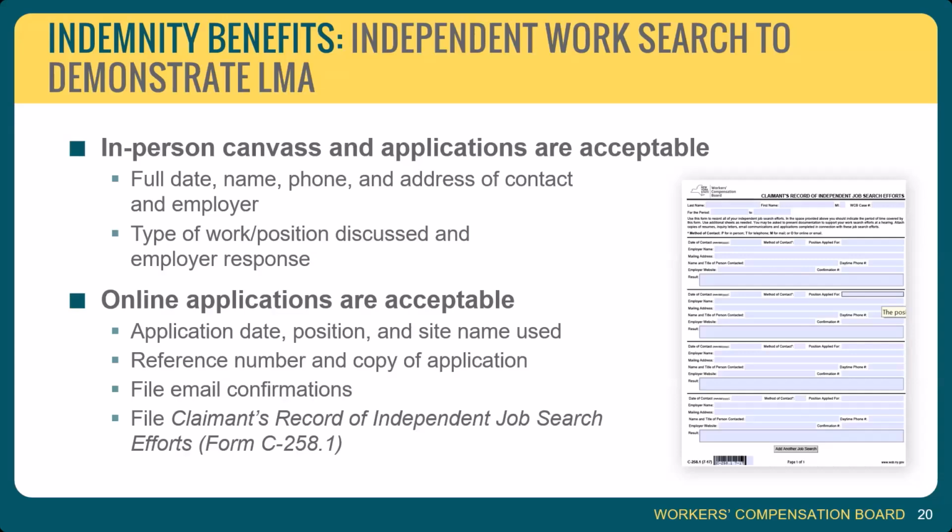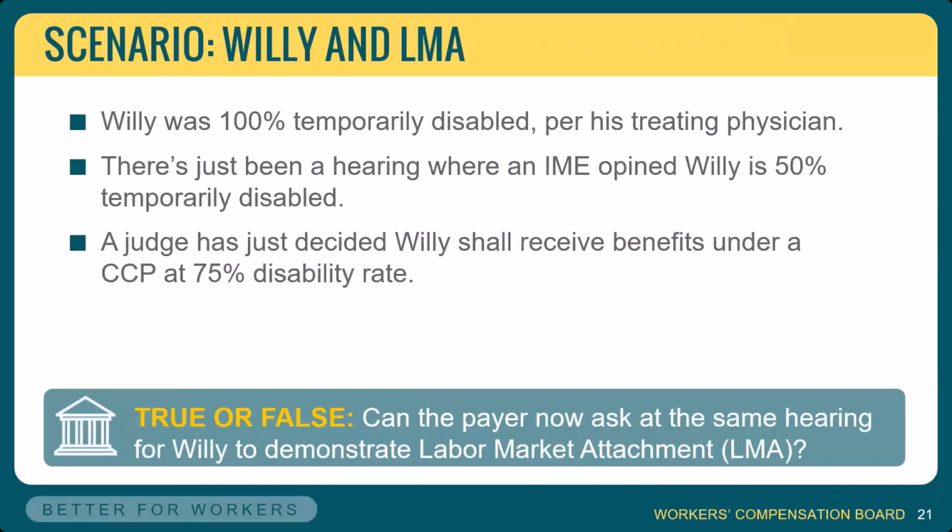And when you're doing it online as well, you want to include any sort of reference number. You can include a copy of the application. If you got email confirmation, and I bet you did, you might want to file that. Let's say you got an interview. You might want to indicate that. Let's say you got a job. Congratulations. So what you do is put as much info as you have on Form C-258.1 and file as many as it takes to record all of your searches.